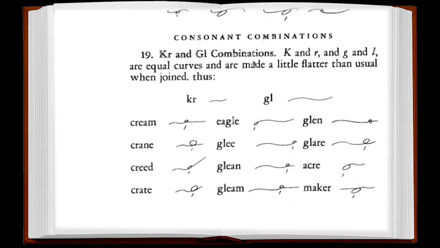KR and GL combinations. K and R and G and L are equal curves and are made a little flatter than usual when joined. Thus, KR and GL. Cream, crane, creed, crate, eagle, glee, glean, gleam, glen, glare, acre, maker.